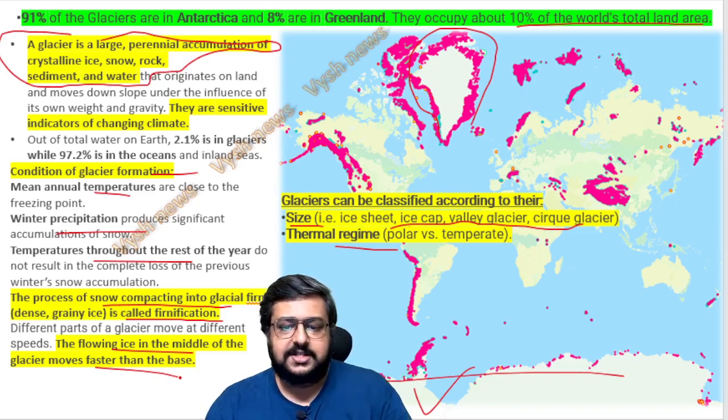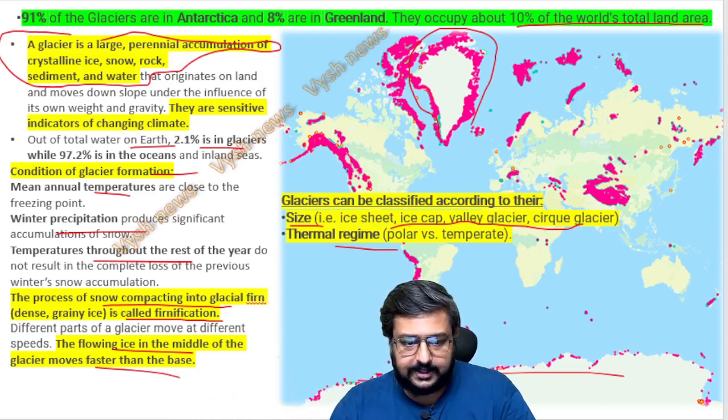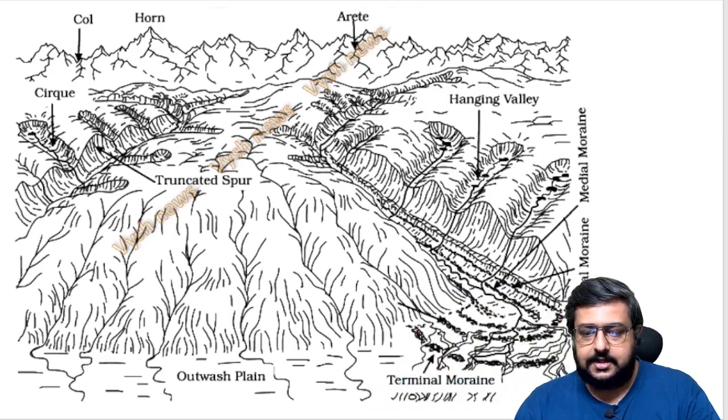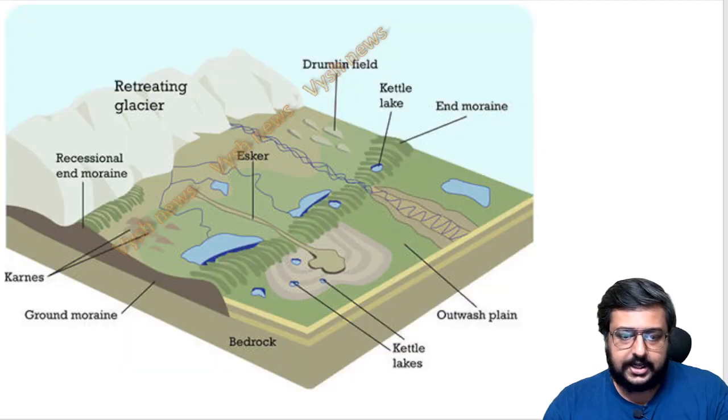These are just GK facts I'm telling you, so that in case UPSC asks, you can answer. For example, out of the total water on the earth, 2.1% is in glaciers, while 97.2% is in the oceans. Okay. And then again, as I told, in class 11th NCERT there will be pictures where you can see the hanging valley, arete, horn, col, cirque, spur, outwash plain, moraine. When you simply see them like this, you may not know them properly. You can see a medial moraine is there, a lateral moraine is there. So I'll show you more detailed pictures so you get a little idea.